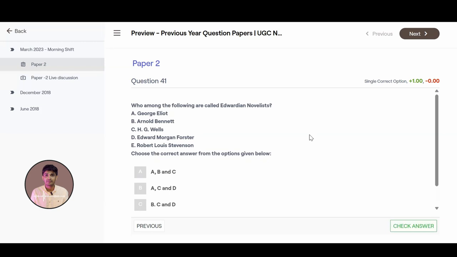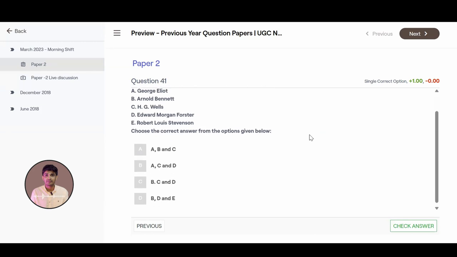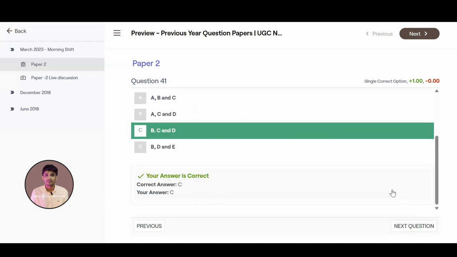Who among the following are called the Edwardian novelists? Give me the answer. What is Edwardian era? It refers to a group of writers who were active during the Edwardian era, which spans from 1901 to 1910 in England. The writers associated with this particular era are Arnold Bennett, H.G. Wells, and E.M. Forster. All right. Okay.